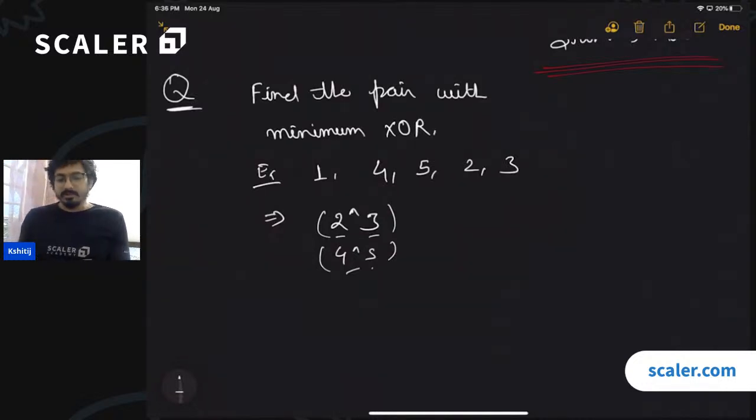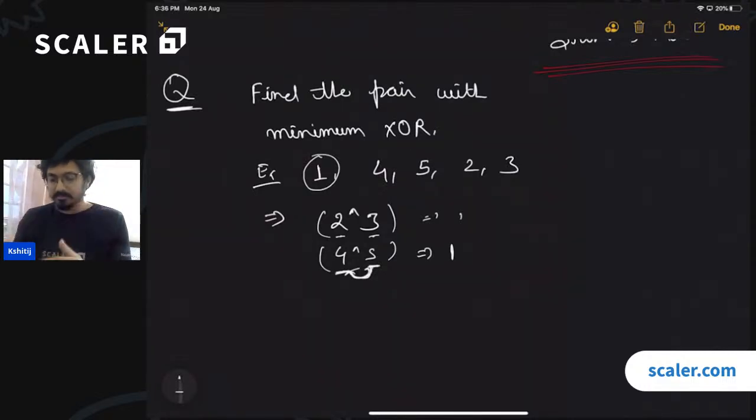Is the XOR of the minimum elements the minimum in this case? You can have the XOR of even the maximum elements also being minimum, right? XOR of 5 and 4 is also 1, XOR of 2 and 3 is also 1. But the minimum element here is 1, and 1 is not giving the minimum XOR with any of the elements, right?